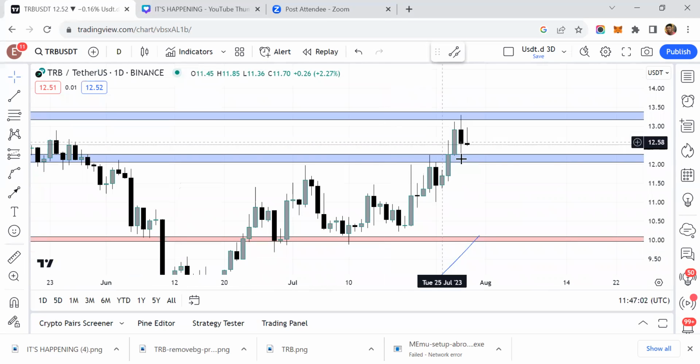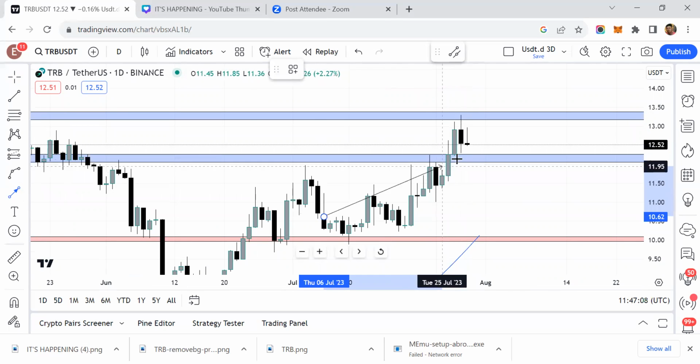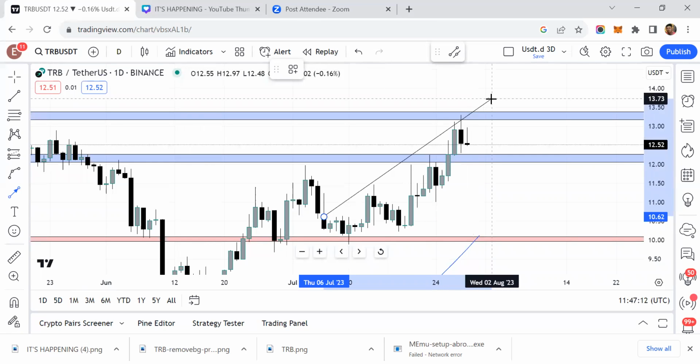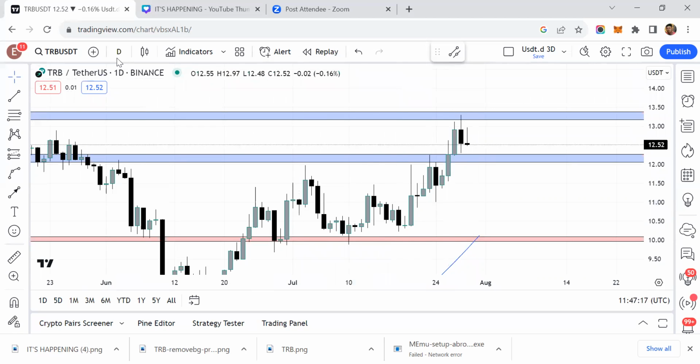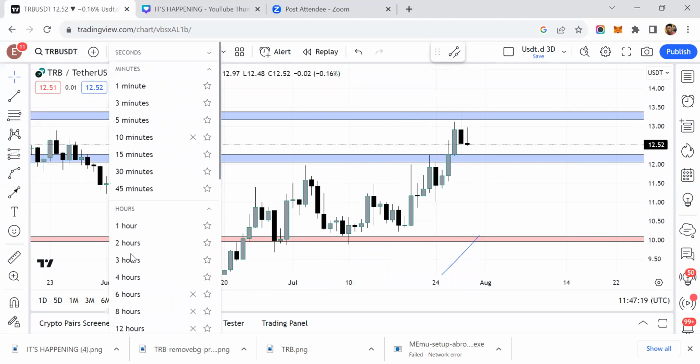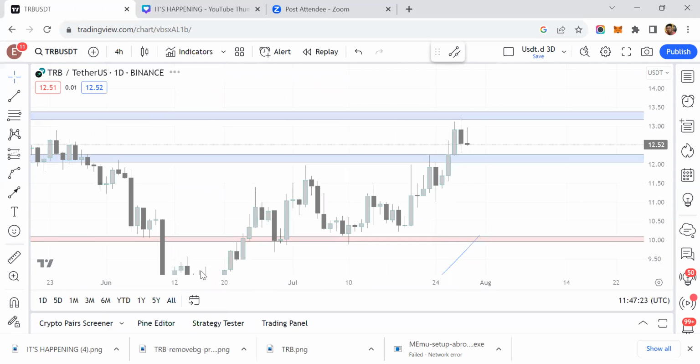The next move we should be expecting is somewhere around this region. We should be expecting price to come down, then pump back up again to the upside. Now, it's still looking very clustered, so I want to scale down to the 4 hours to see what exactly is going on there.